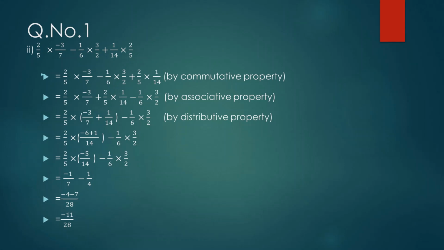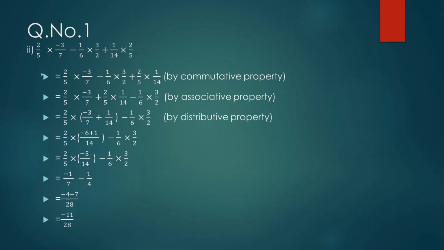So first, see how we can do it. First we can put the numbers in order. Here we see 2 upon 5 is there, and in the last term 1 upon 14 into 2 upon 5 is there. So we take that 2 upon 5 first. The next step comes by using the commutative property. We can write the numbers like this.